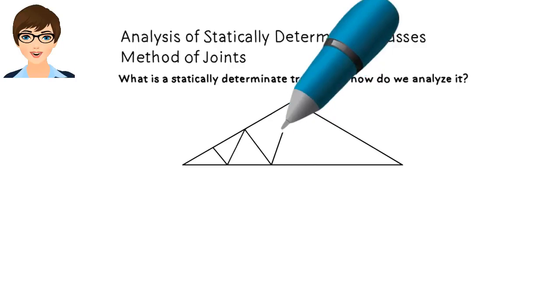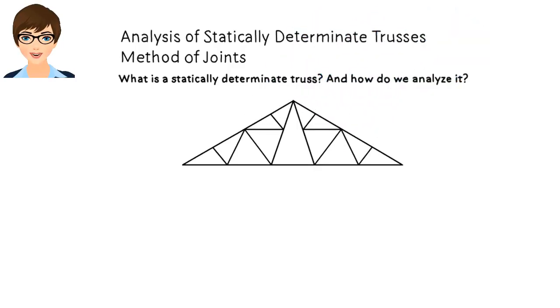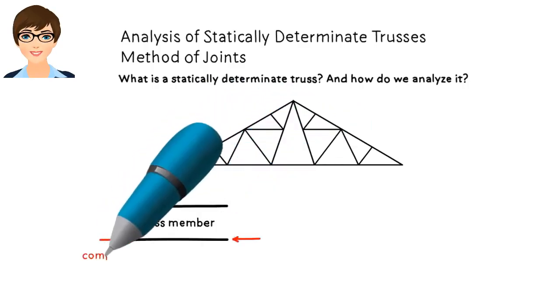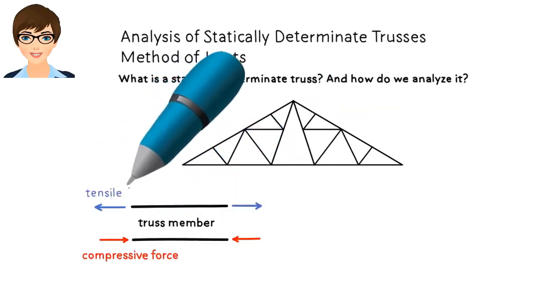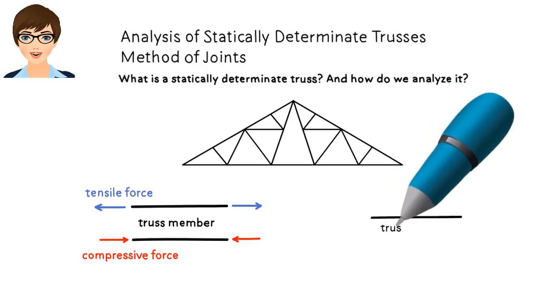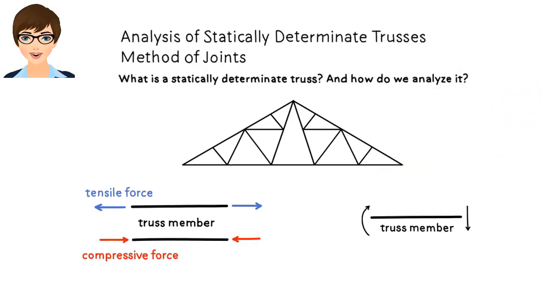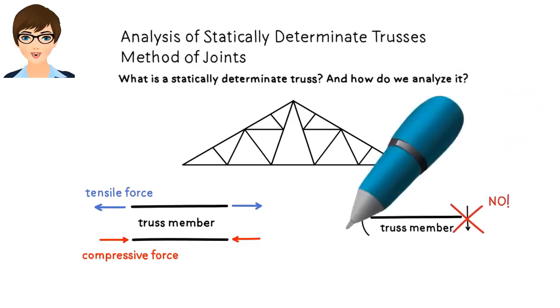A truss structure is an interconnected network of slender members, each capable of carrying an axial force only. The force is either compressive or tensile. Theoretically speaking, no shear force or bending moment is present in truss members.